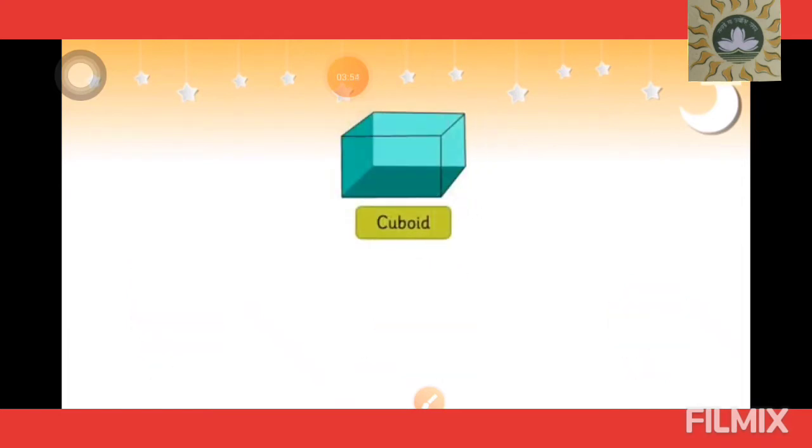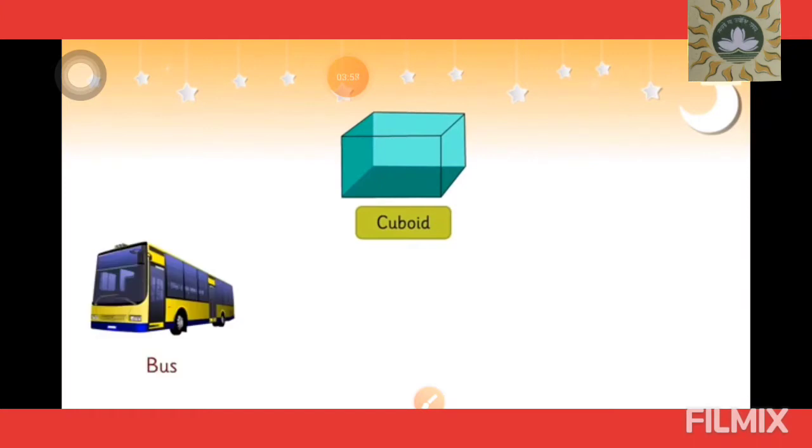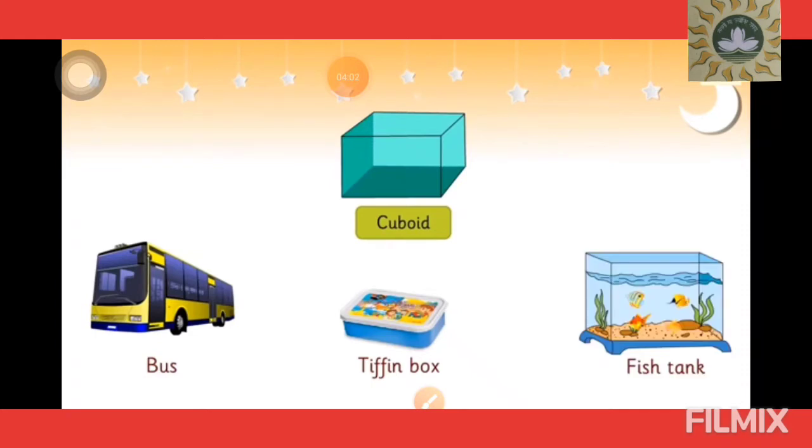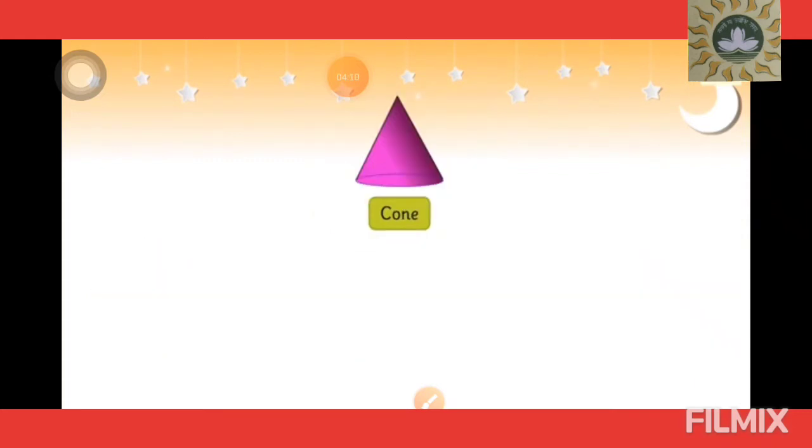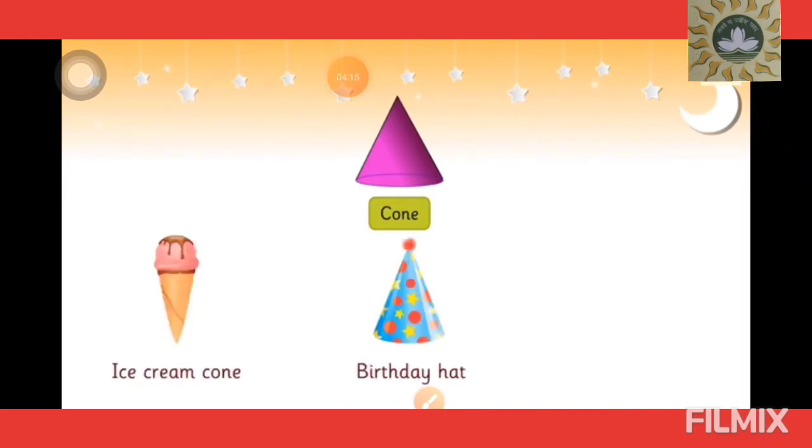This is a cuboid. A bus, a tiffin box, a fish tank are all examples of a cuboid. This is a cone. An ice cream cone, a birthday hat, a pencil tip are all examples of a cone.